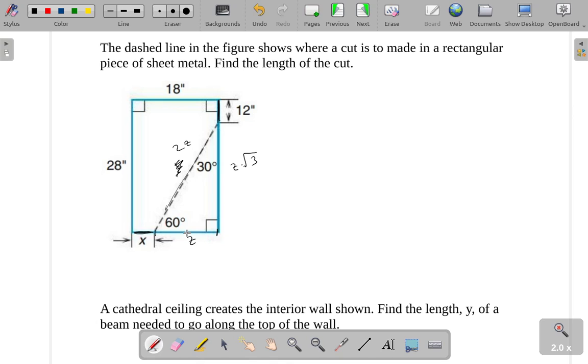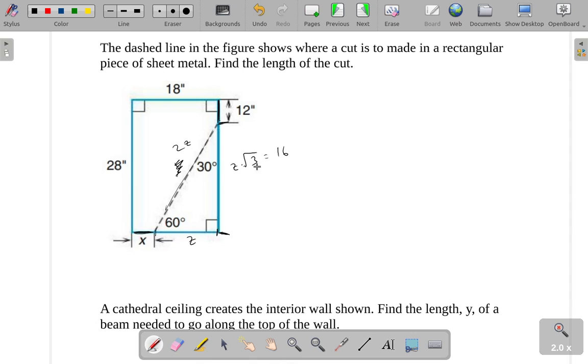Is there anything else I can figure out? Well, actually this measurement right here, I know that this up here is 12 inches, and in total we should have 28 inches. 28 minus 12 is 16, so that means this distance right here must be 16 inches.